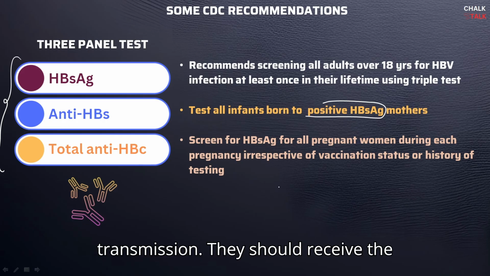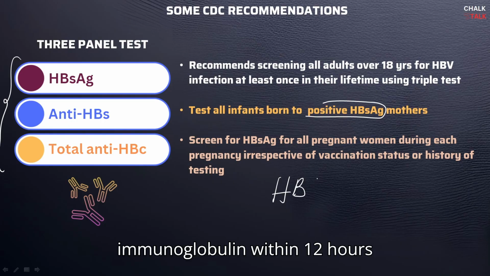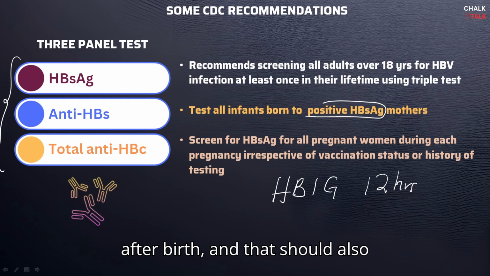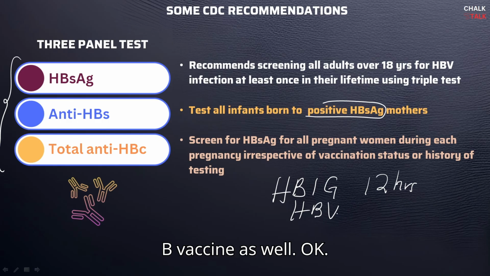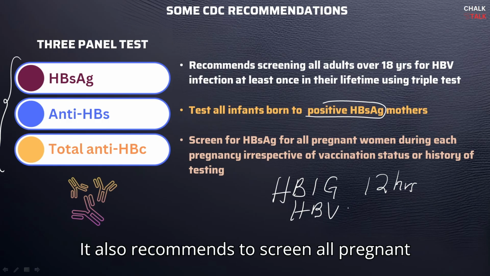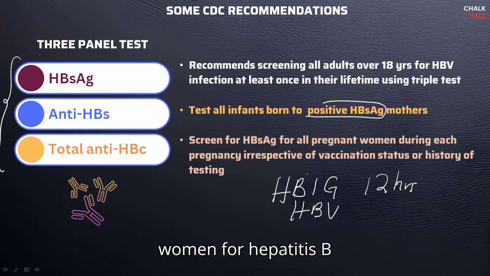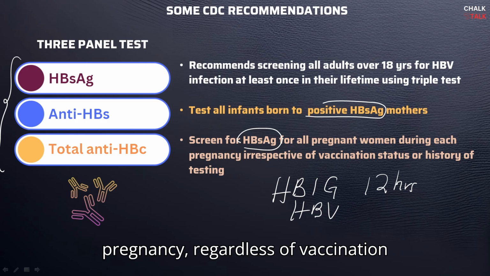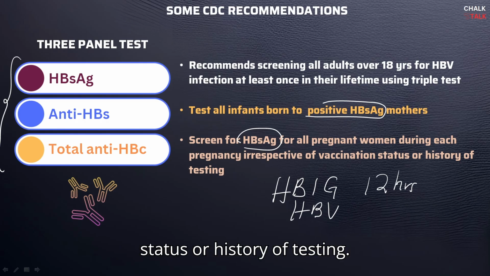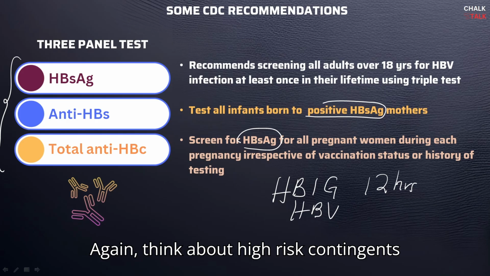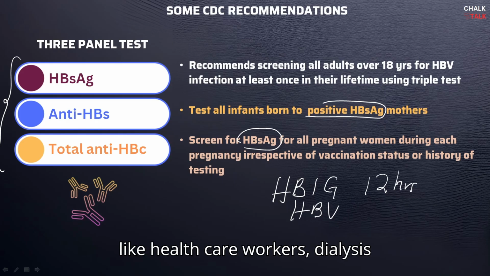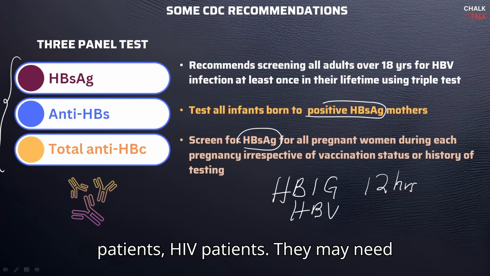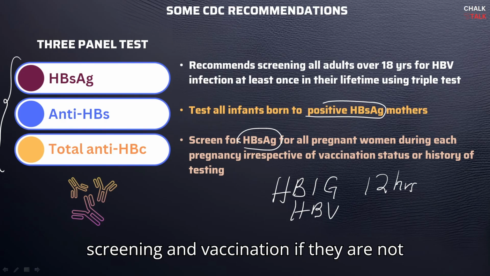They should receive the hepatitis B immunoglobulin within 12 hours after birth. And that should also be followed with the hepatitis B vaccine as well. Okay. It also recommends screening all pregnant women for hepatitis B surface antigen during each pregnancy, regardless of vaccination status or history of testing. Again, think about high risk contingents like healthcare workers, dialysis patients, HIV patients. They may need screening and vaccination if they are not immune.